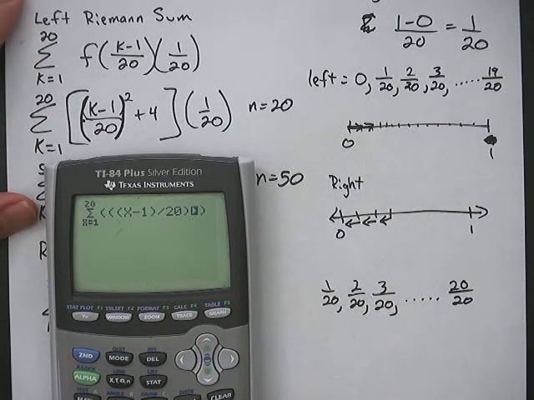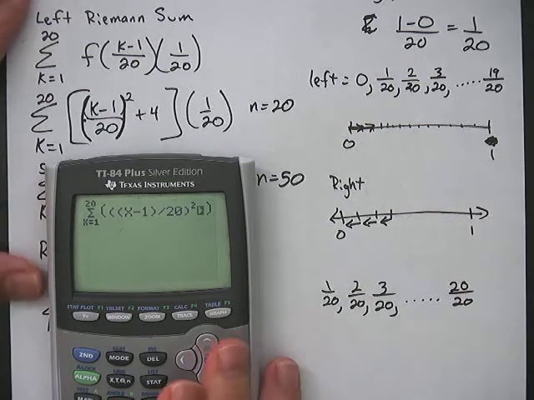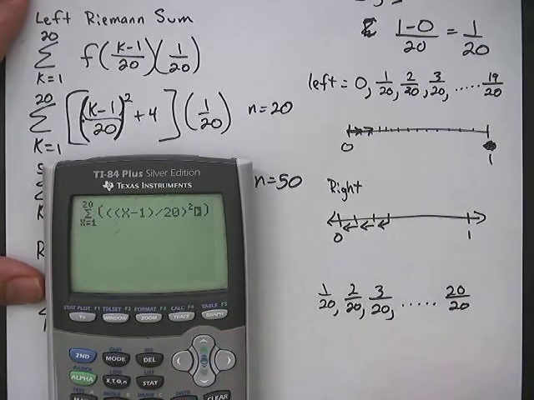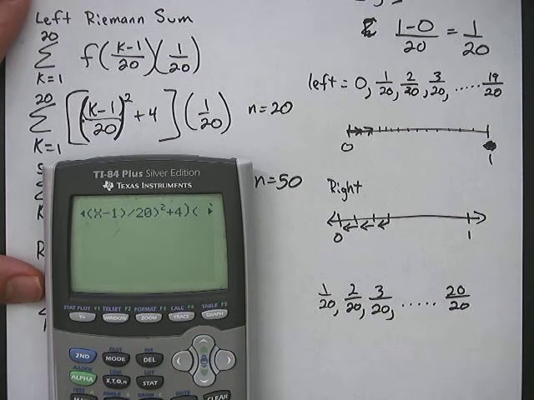Close parentheses around that and square it. It's very important that you type this in correctly, because you can't get the right answer if you don't use the correct number of parentheses. Okay, then add a plus 4 and close parentheses. And then open parentheses and times it by 1 over 20 and close parentheses.